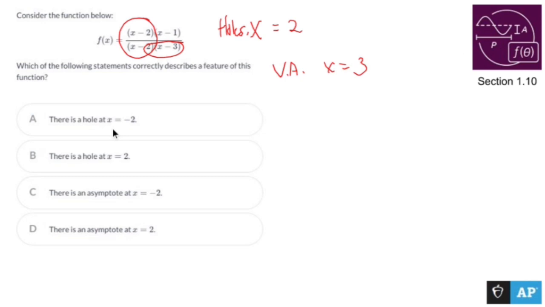So there is a hole at x equals negative 2? Nope. There is a hole at x equals 2? Yep. There is an asymptote at x equals negative 2? Nope. There is an asymptote at x equals 2? Nope.